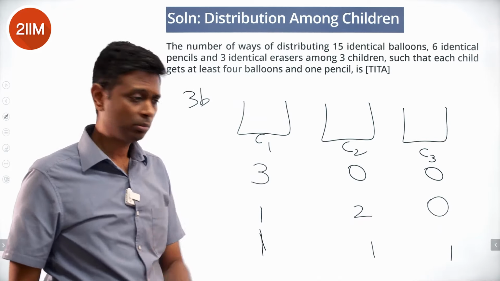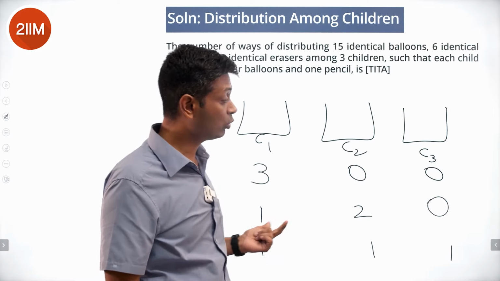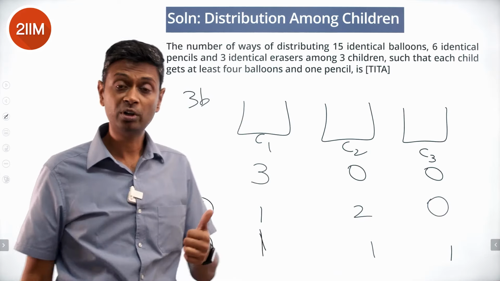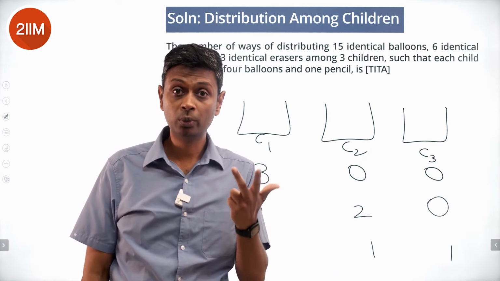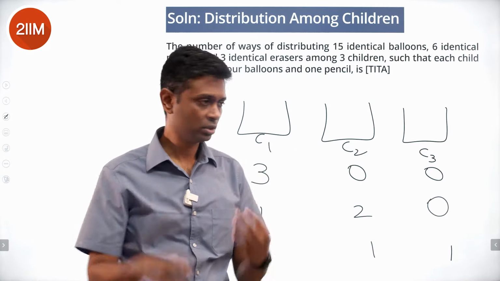One balloon, one balloon, one balloon can be done in only one way. One balloon, two balloons, zero balloons can be done in six ways. Why? It could be 1, 2, 0, 1, 0, 2, 2, 0, 1, 2, 1, 0, 0, 1, 2, 0, 2, 1, 1, 0, 2 being rearranged.